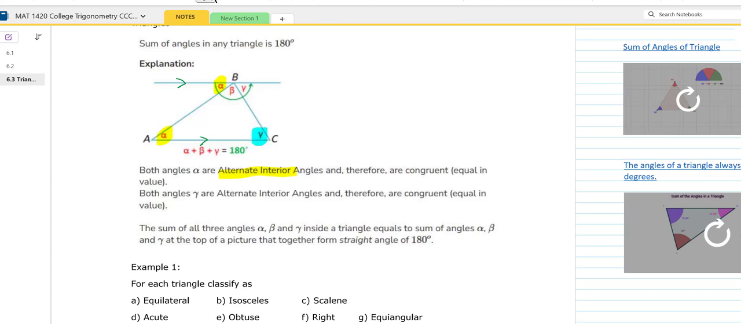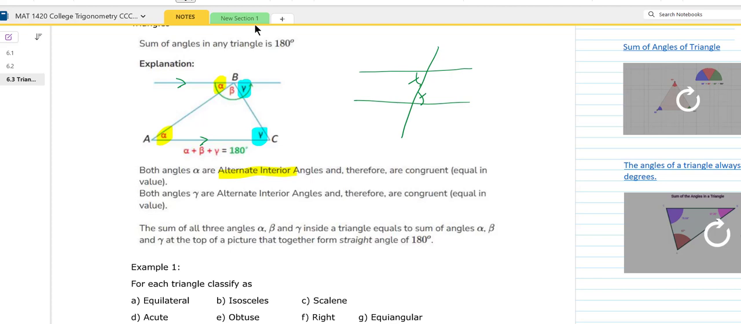Also, this angle gamma and that are alternate interior angles. The way this works is if you have two parallel lines and you cut it with what we call a transversal, then these things on alternate sides of that transversal will always be congruent. So this is actually kind of how you can understand why all three angles of a triangle add up to 180.